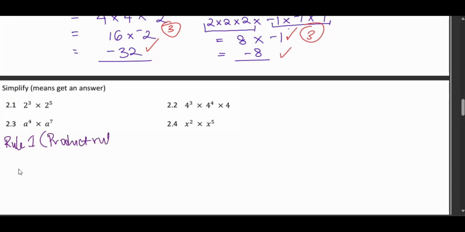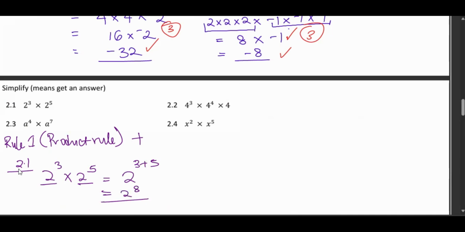Let's look at the product rule, which simply means multiply the same bases, add the powers. Let's look at 2.1: 2 to the power 3 times 2 to the power 5. This will be the same as 2, because 2 is the base. Then we shall add the powers. So here it becomes 2 to the power 8.